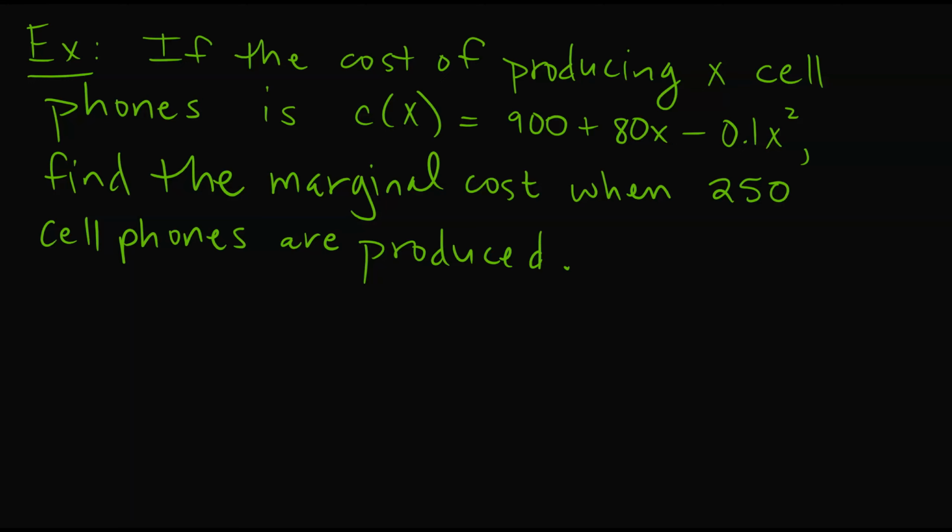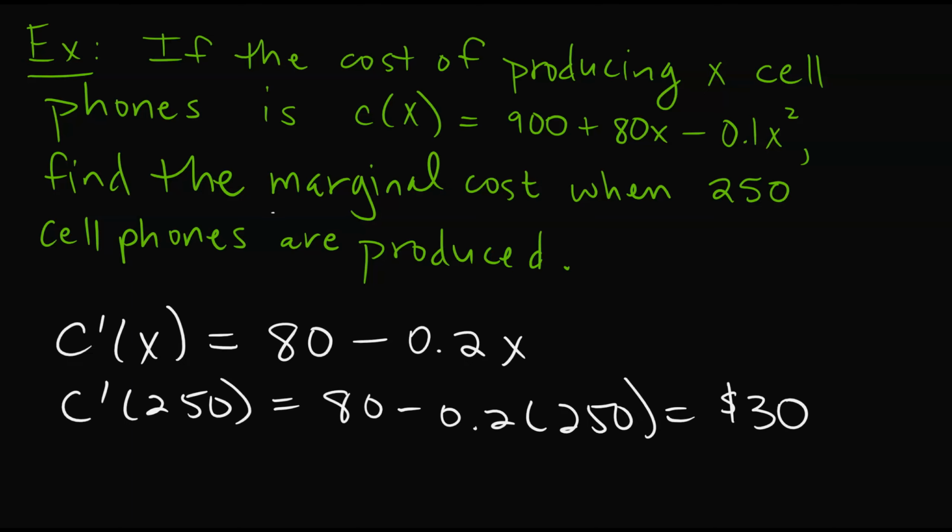So the terminology is new, but the derivative concepts aren't. Pause here, see if you can find this marginal cost, and then unpause and check your answer. Okay, so marginal cost just means derivative of the cost function. That's it. And the cost function is a polynomial, so we just get 80 minus 0.2x. And then to find the marginal cost when 250 phones are produced, we just plug in 250 for x. And we see that the marginal cost is $30.